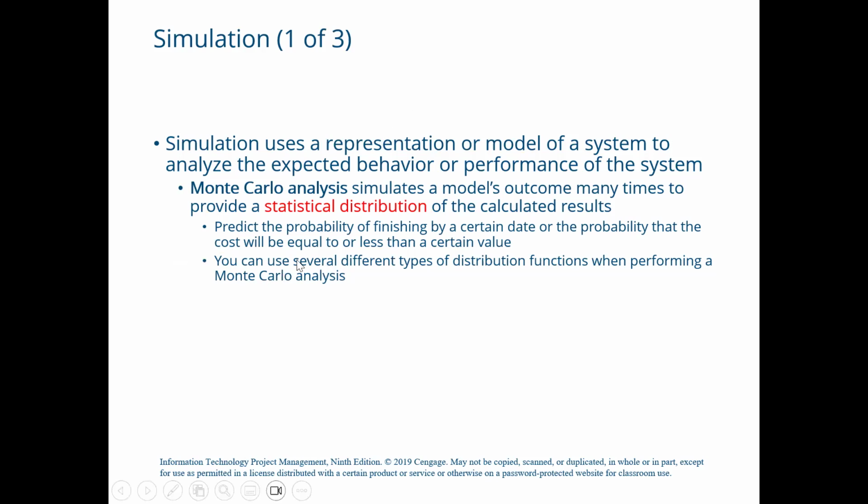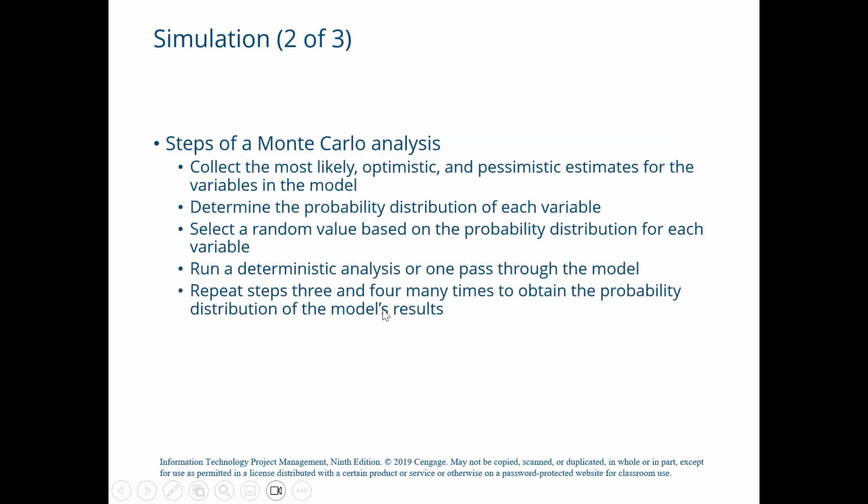You can use several different types of distribution functions when performing a Monte Carlo analysis. Let's discuss some examples. If we want to use a Monte Carlo simulation, you must have three estimates: most likely, pessimistic, and optimistic, plus an estimate of the likelihood of the estimate being between the most likely and optimistic values.